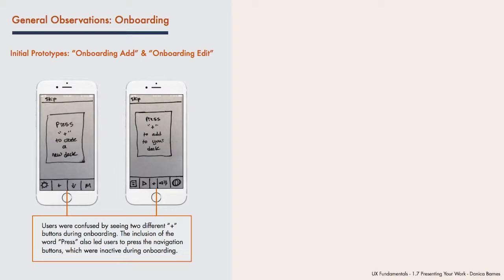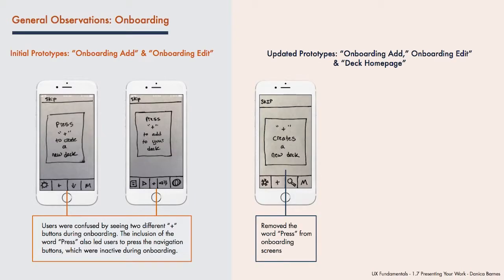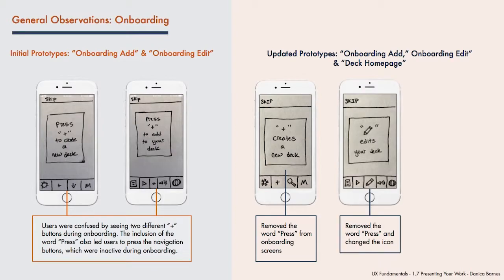And then the other issue with the onboarding screens was that there were 2 different plus buttons introduced, and that was kind of confusing. And so what we did to resolve this was, first of all, we cut out the word press from our onboarding screens, just to avoid that confusion. And then as far as the plus button issue, we decided to change one of the plus icons so that we wouldn't have any duplicate icons. And so we added in this pencil icon, which is for when you want to edit your deck.